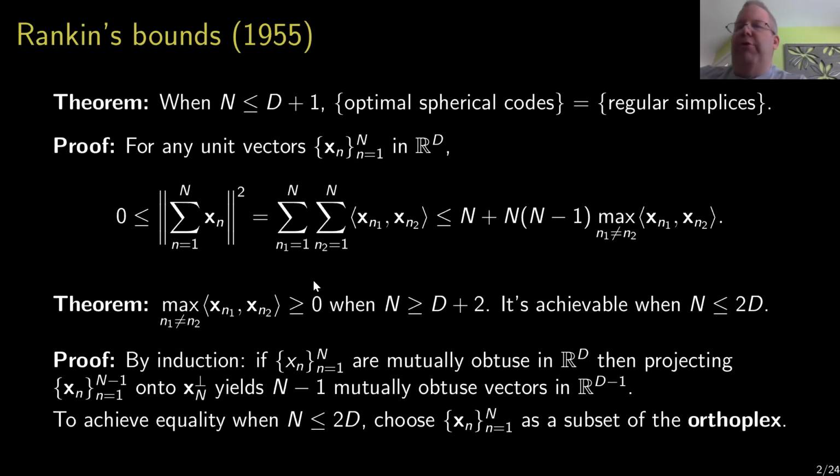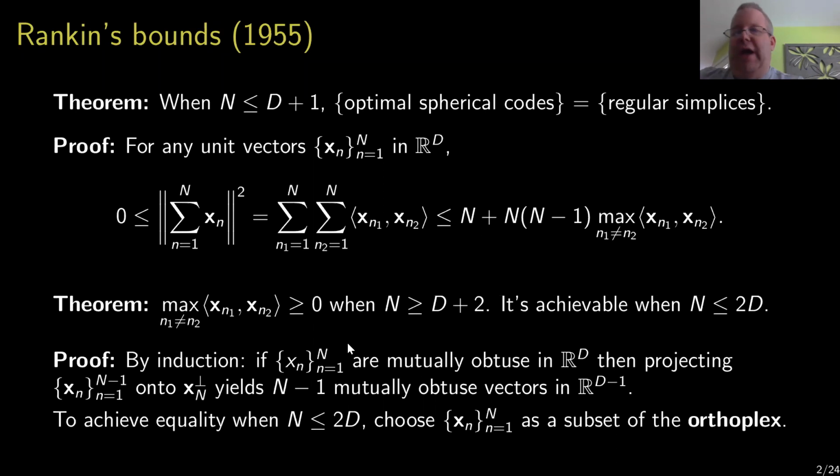But what you can actually prove, and this makes some sense geometrically if you think about it, is that if you pick n points in R^d and n is greater than or equal to d+2, you can't make them all obtuse. At least two of those vectors have to have a non-negative inner product. And that's exactly what we're saying here. And this is actually achievable as long as n is less than or equal to 2d, because you can pick the arrangement to be the orthoplex.